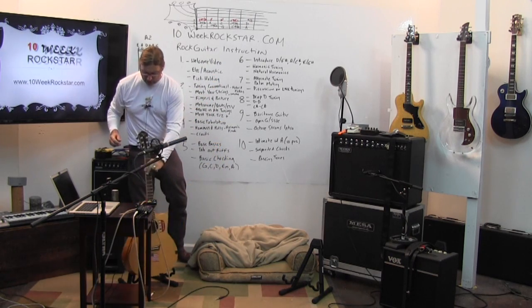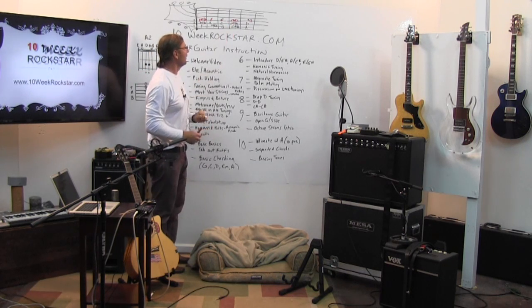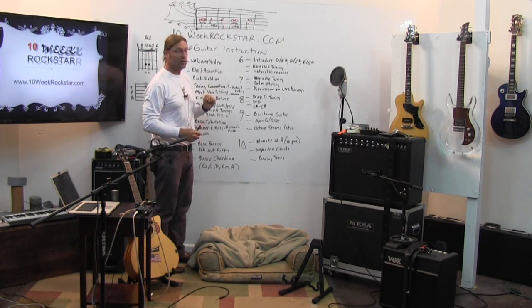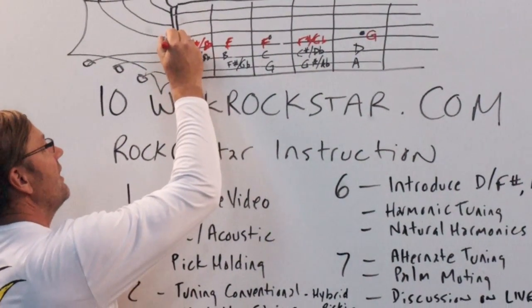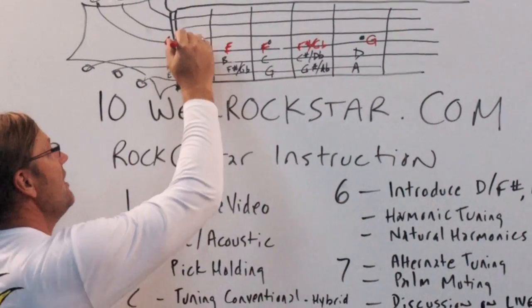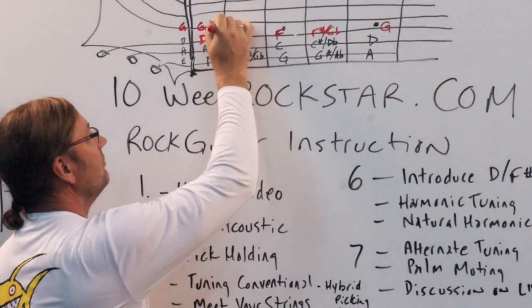And that's the reason why we tune the open string to the 5th fret, 4th string. 5th fret, 4th string is a G note as well as the open G down here, as you might have guessed. So G, G sharp, or A flat.